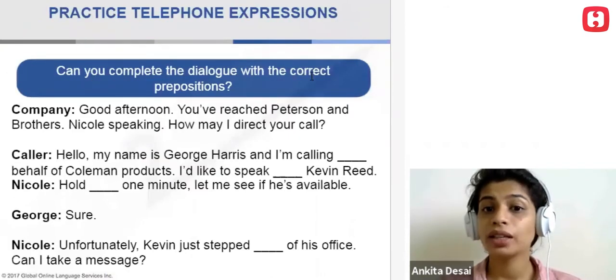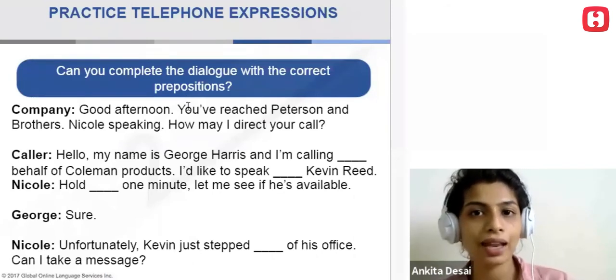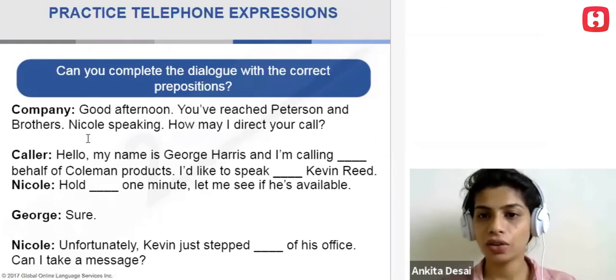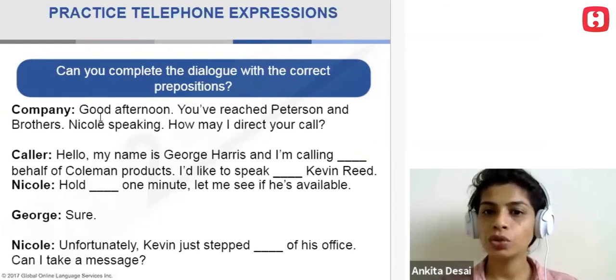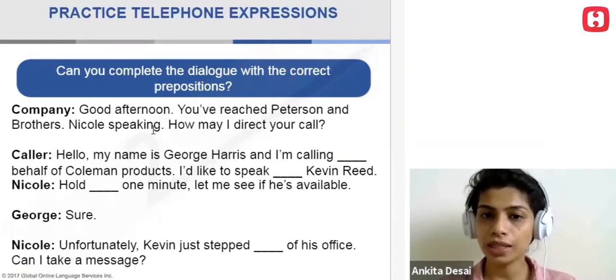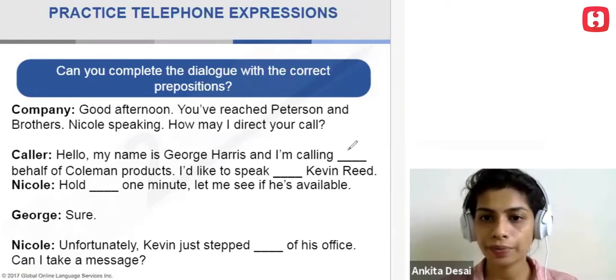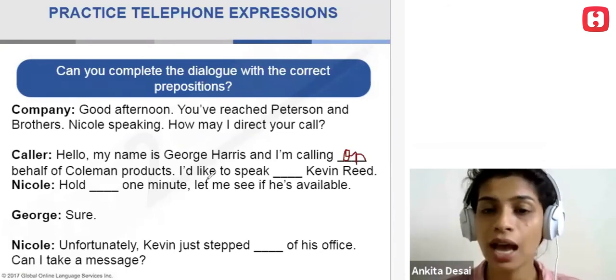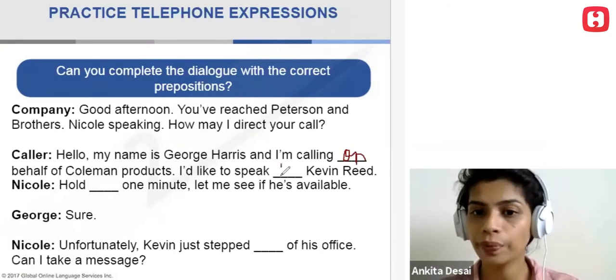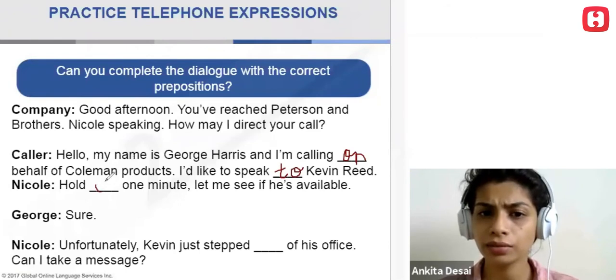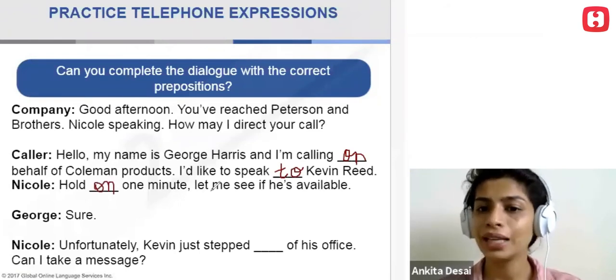Can you complete the dialogue with the correct prepositions? That means in, on, at, off, and so on. So let's see what are the right prepositions. Good afternoon, you've reached Peterson and Brothers. Nicole speaking. How may I direct your call? Hello, my name is George Harris and I'm calling on behalf of Coleman Products. I'd like to speak to Kevin Reed. Hold on a moment. Let me see if he's available.